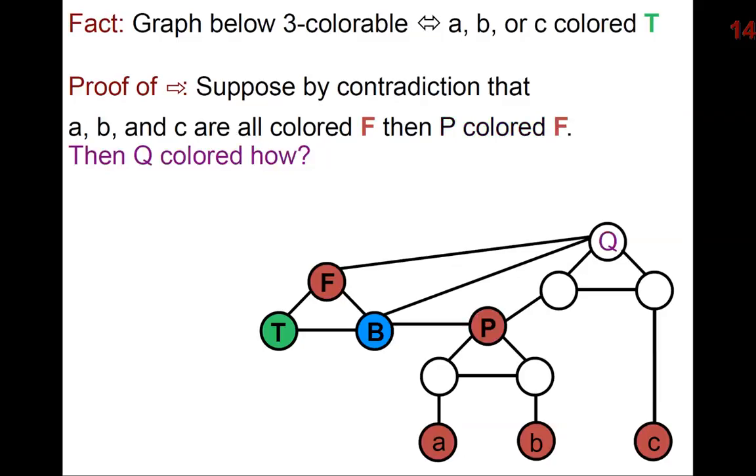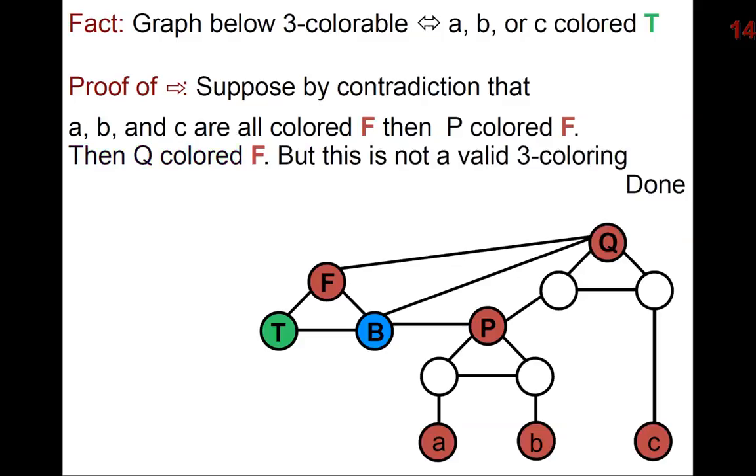Okay, so now we are back at the same argument, right? There is this gadget of 3. P is red, C is red. What color should Q be? It should be red. It can't be blue because there is a connection. It can't be green, otherwise both these two guys have to be blue. So Q has to be red. But that's not possible because Q also has the connection to F. So then Q should be F, but this is not a valid 3-coloring, because of this edge here.